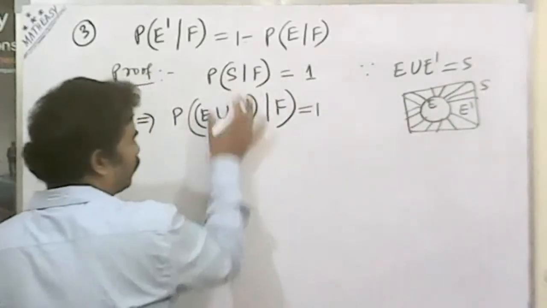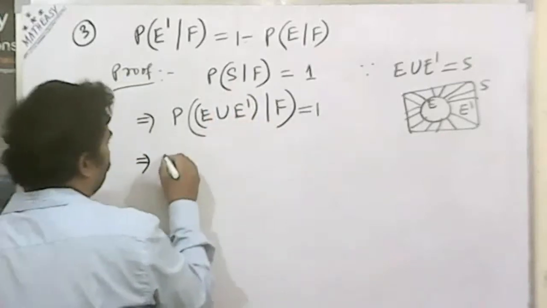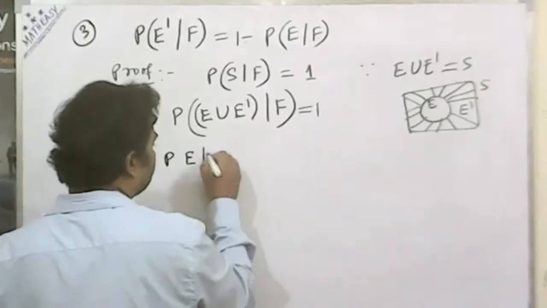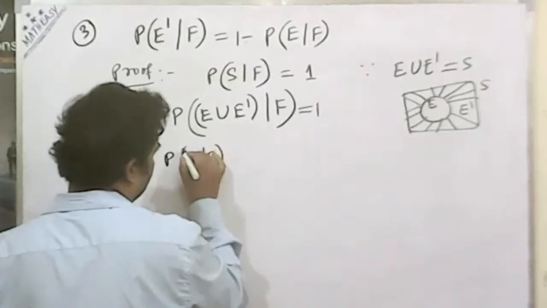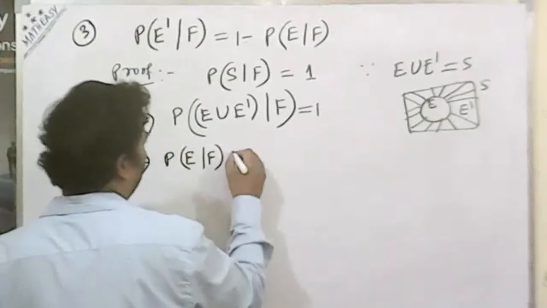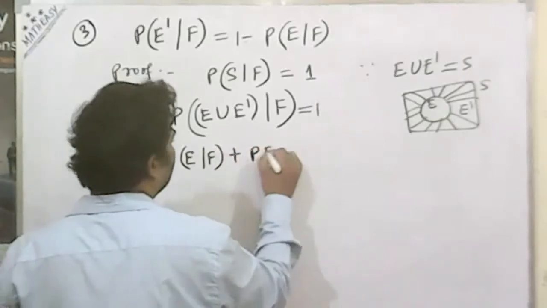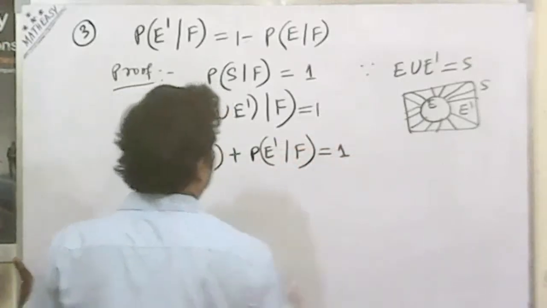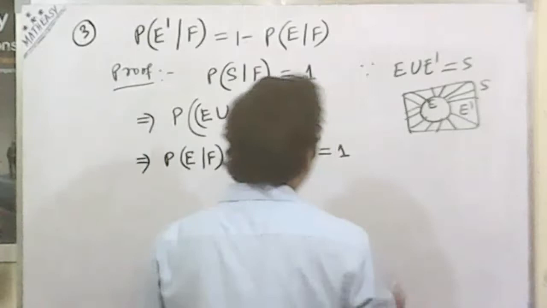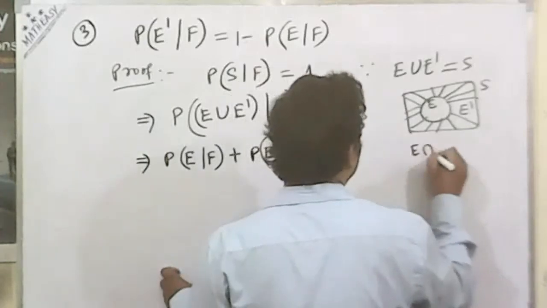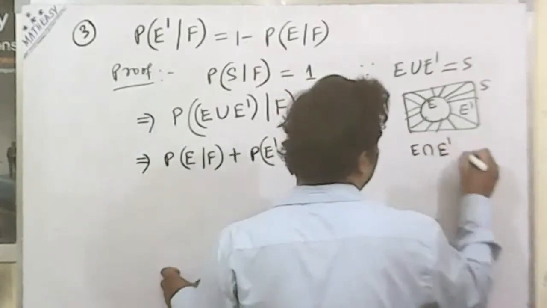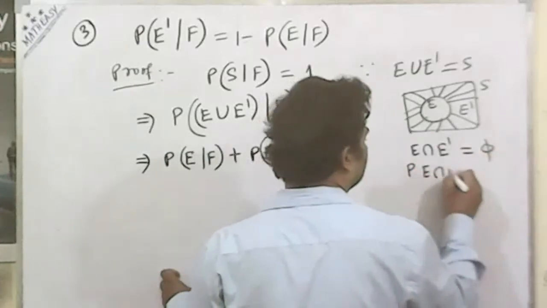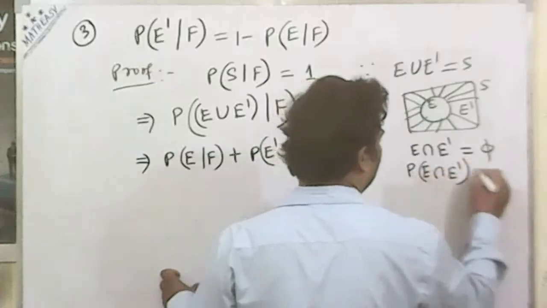So put it in the place of sample space now. So probability of E condition of F plus probability of E dash condition of F is equal to 1, because E intersection E dash is equal to empty set. So probability of E intersection E dash is equal to 0.